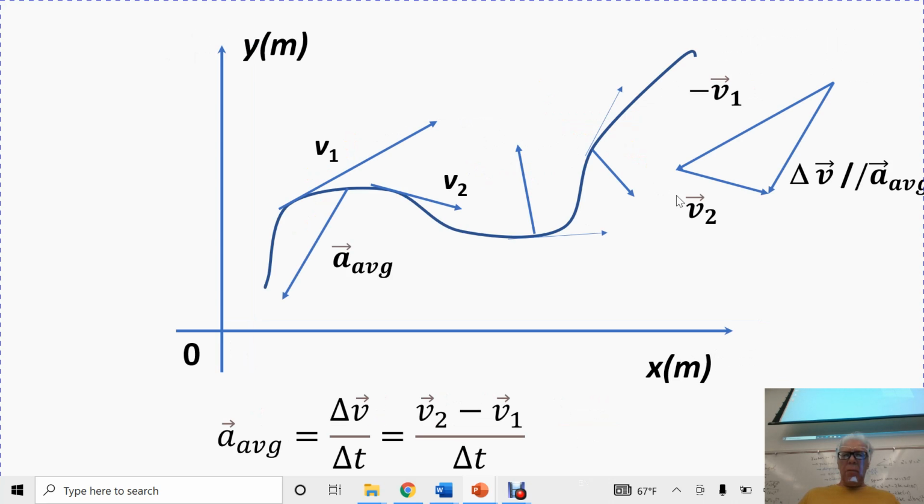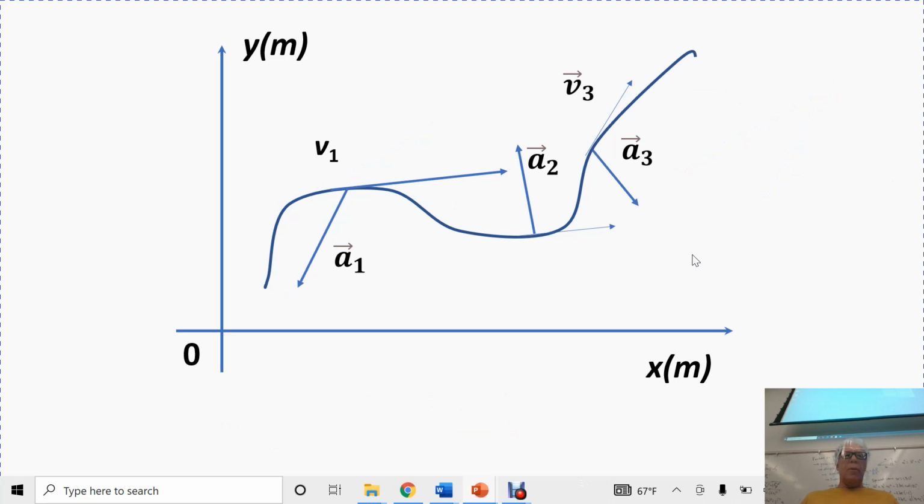If you want to denote more or less the direction of the average acceleration vector, like I said, it's going to point somewhat towards the center of curvature. Here at this point, the average acceleration vector and also the instantaneous would point in this direction. Here too, another average acceleration vector, and so on.